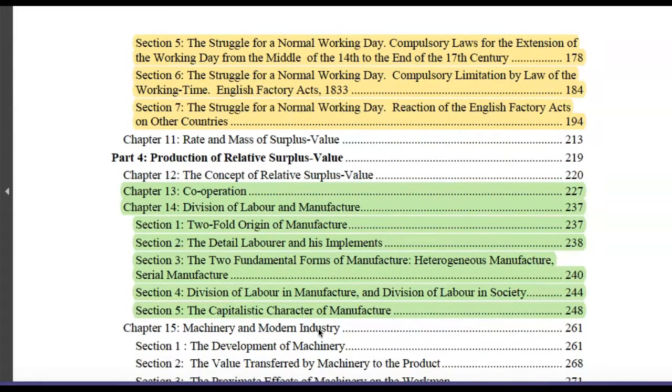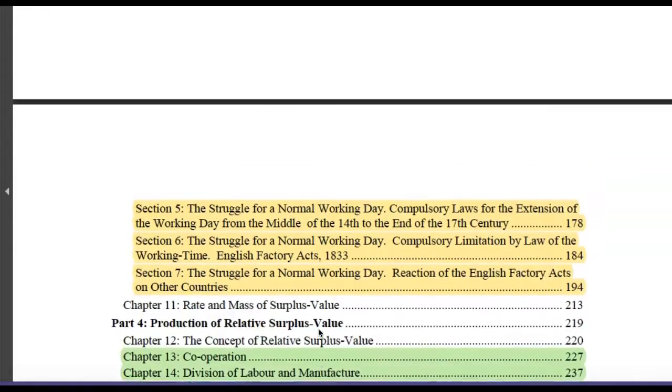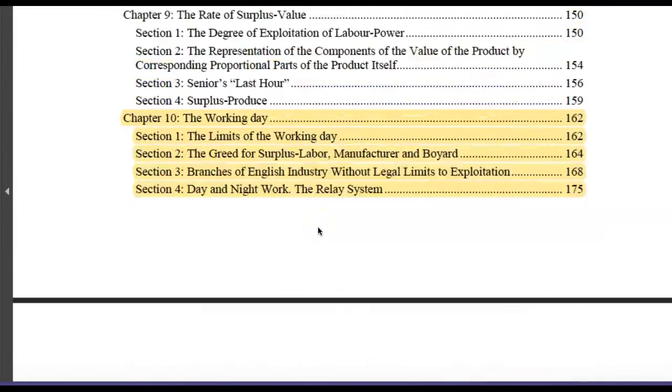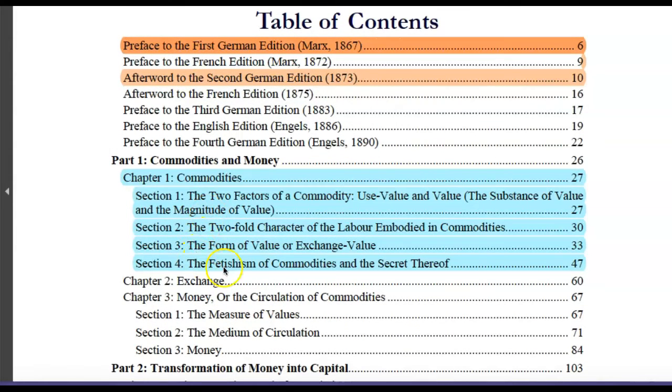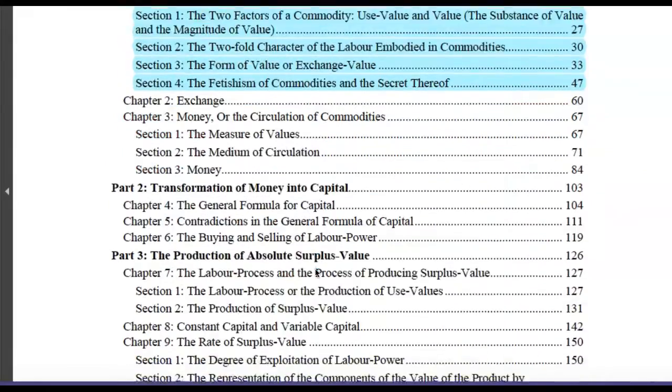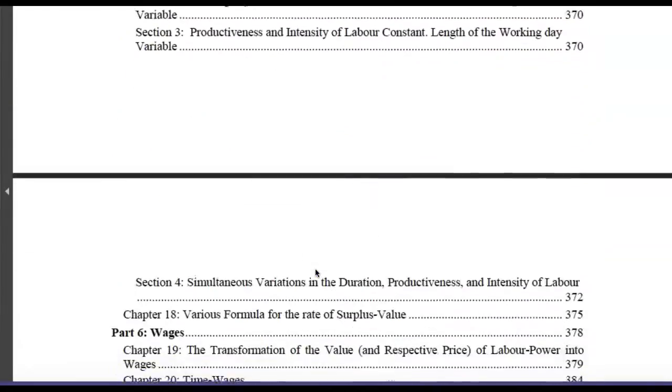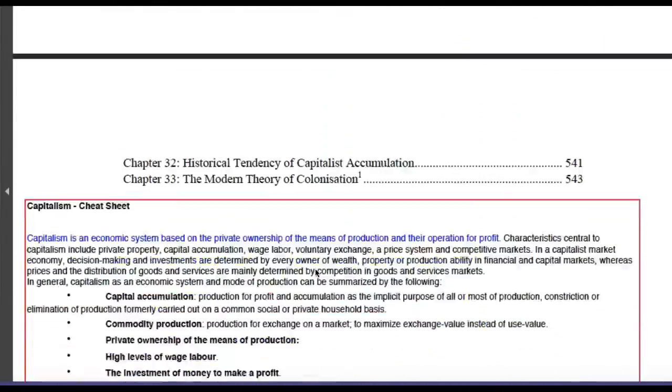So I'm going to touch upon these chapters, but again, make sure that you read chapter 10 as well. The other part I'll touch upon is chapter 1.4, the fetishism of commodities, which is probably the most famous part of the text. So just skipping through things here, right?